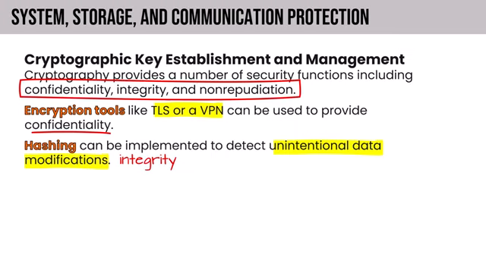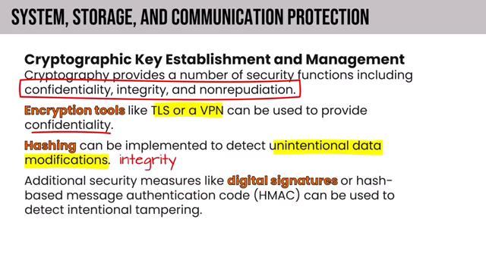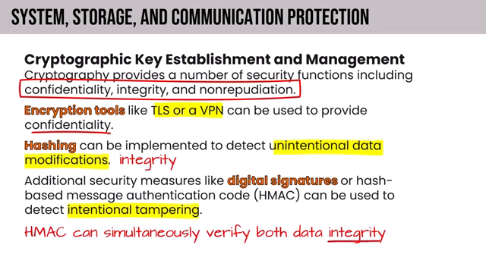So if I hash a file, I calculate a hash, I send you the file, you calculate the hash on the file you receive. If the hashes match, we know the file has reached you intact. Its integrity remains intact. And additional security measures like digital signatures or hash-based message authentication code or HMAC can be used to detect intentional tampering. So HMAC can simultaneously verify both data integrity and message authenticity. So that's really a non-repudiation function.